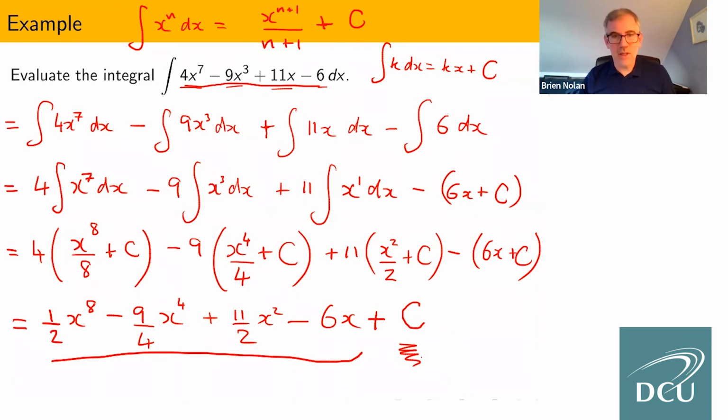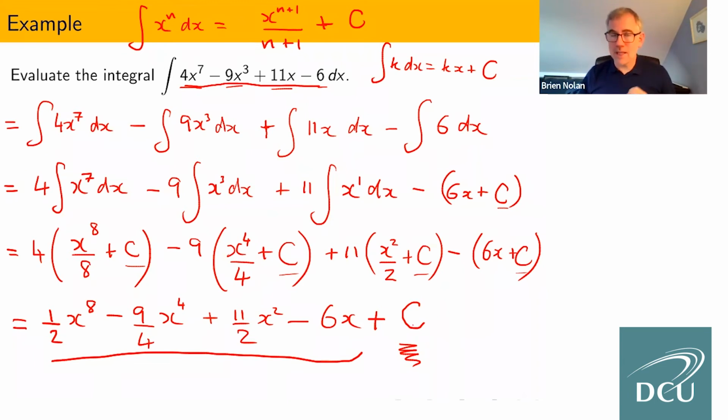Absolutely crucial. But we can leave it until the very end. So it isn't absolutely essential to throw them in here, here, here, and here, provided we have our constant of integration at the very end. Now, this looks a bit weird because what I've written down there is literally incorrect, because on the previous line I have 4c minus 9c plus 11c minus c, and here I have just a c.